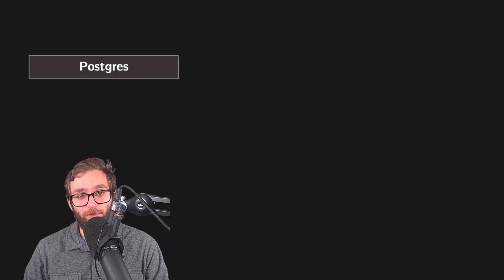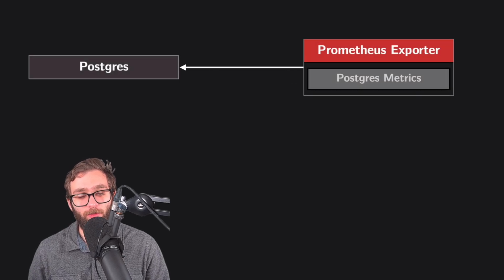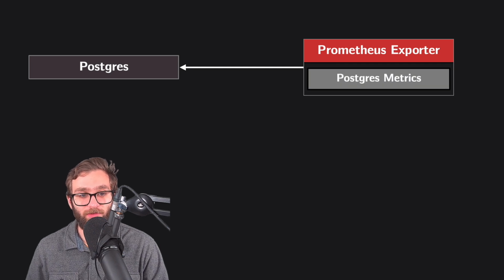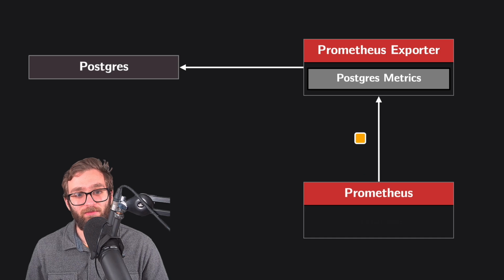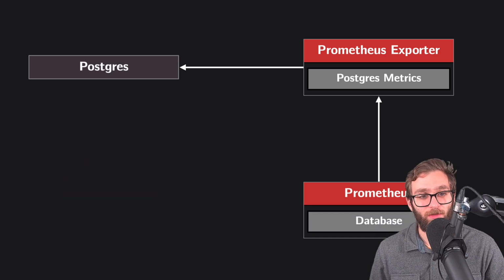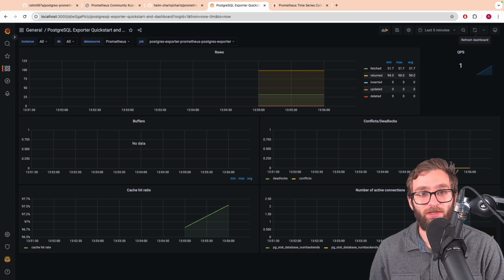In this video, you will deploy a minimalistic instance of PostgreSQL alongside a Prometheus exporter, which will extract metrics from PostgreSQL. Then we're going to configure Prometheus to grab these metrics and save them in its time series database so that we can finally access these metrics from Grafana and visualize them in a Grafana dashboard.